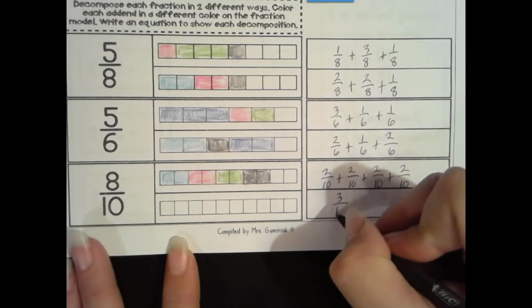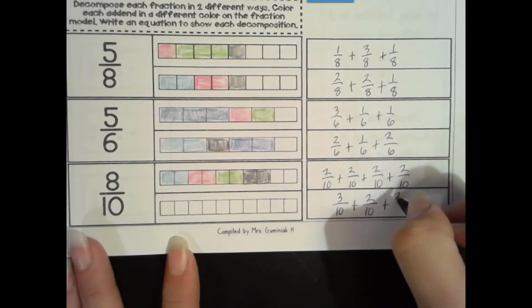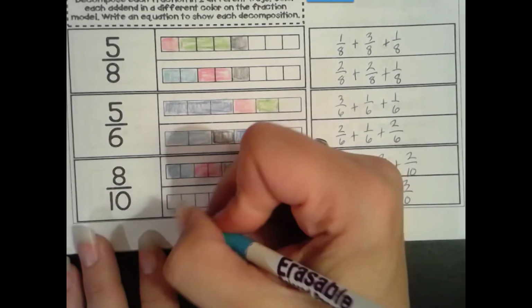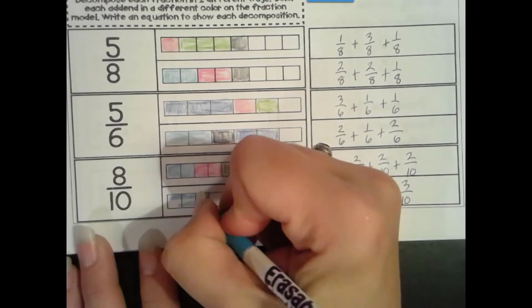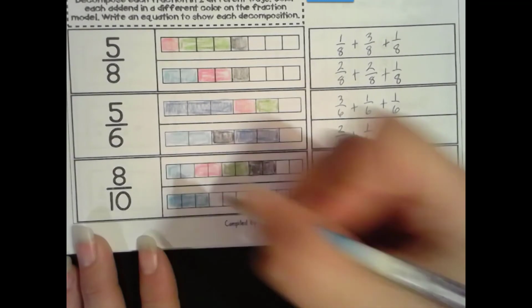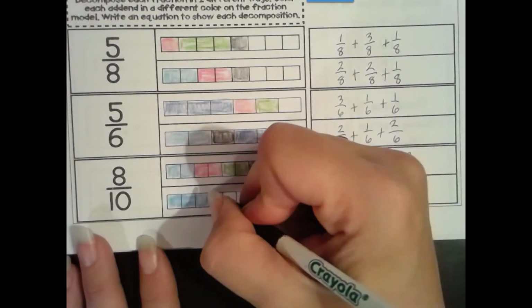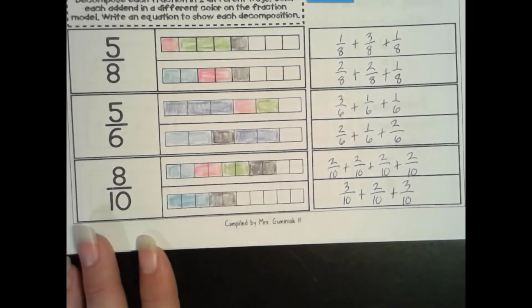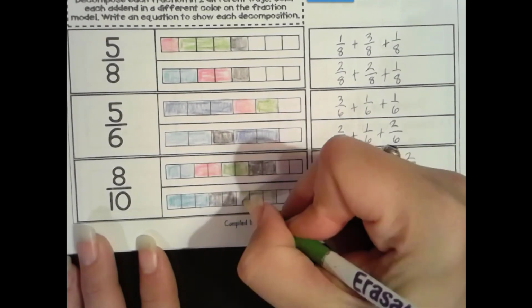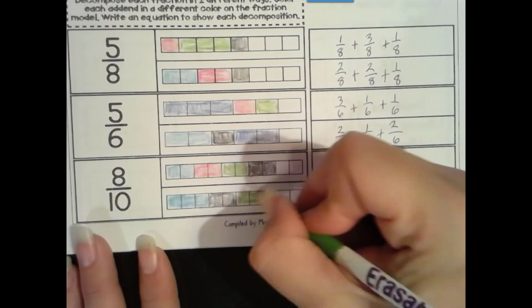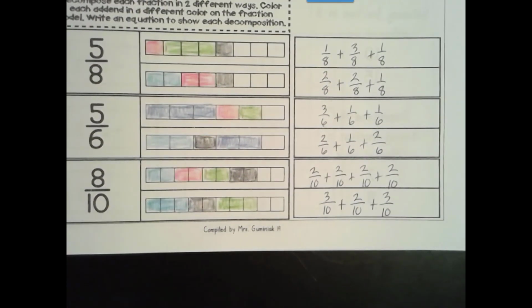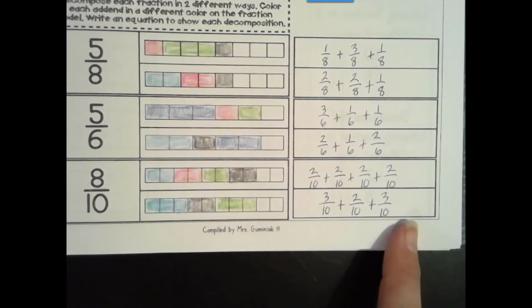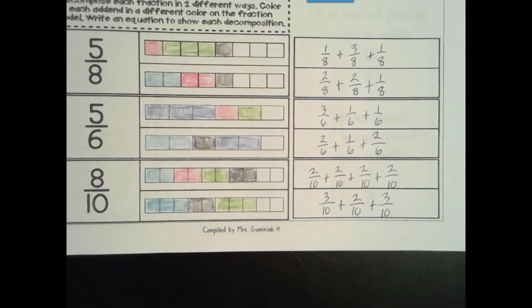Could also break it down into 3/10 plus 2/10 plus 3/10. There's lots of different ways we can decompose these fractions. I'm going to do 3/10 plus 2/10 plus 3/10. And again, we have 8 out of 10 filled in. So this is decomposition. When we break down a number or shape into its parts, the sum of its parts. All right, let's keep doing practice with part 2 and our 3-column notes.